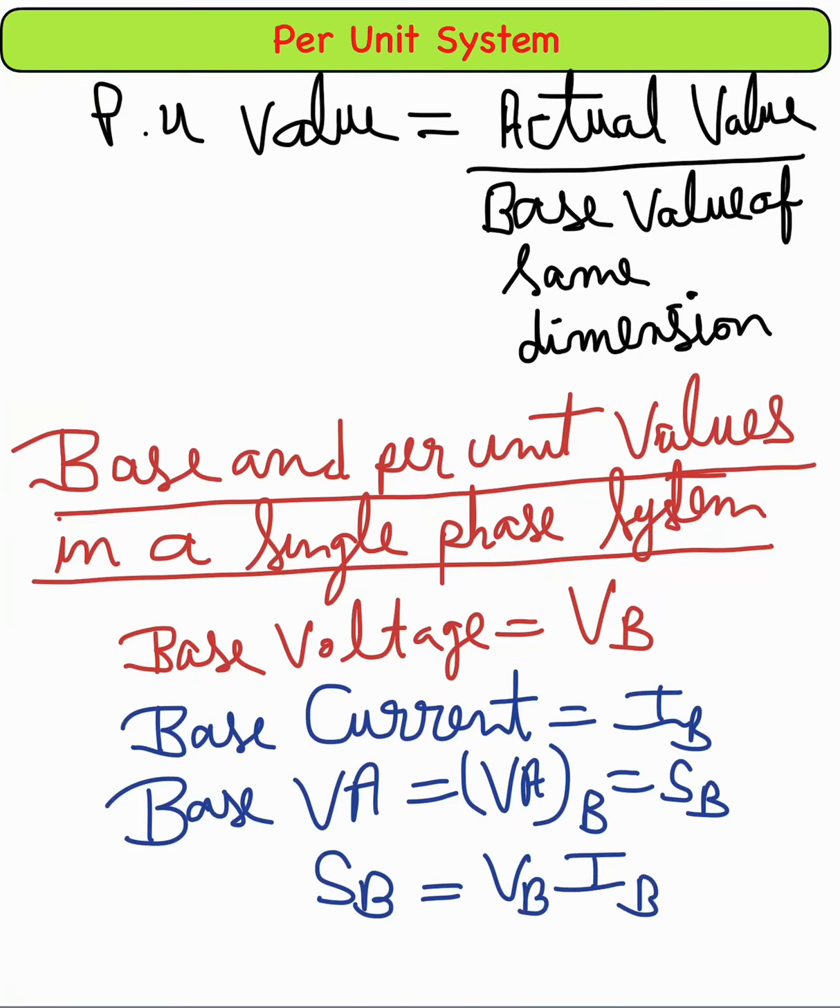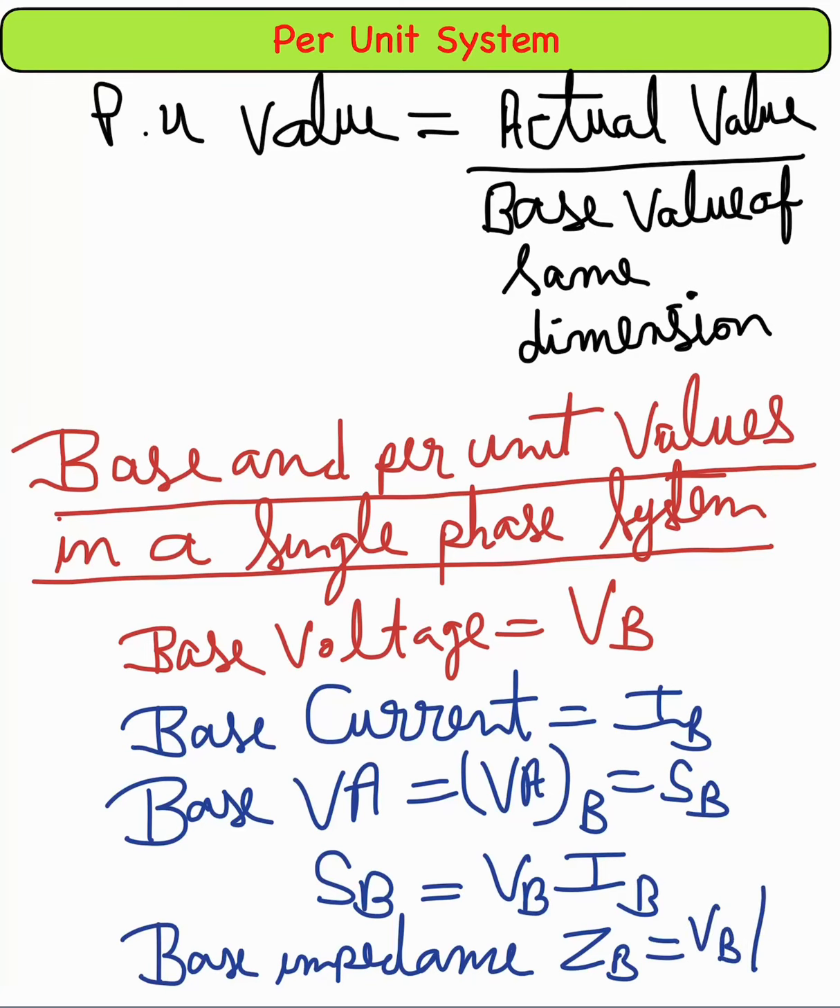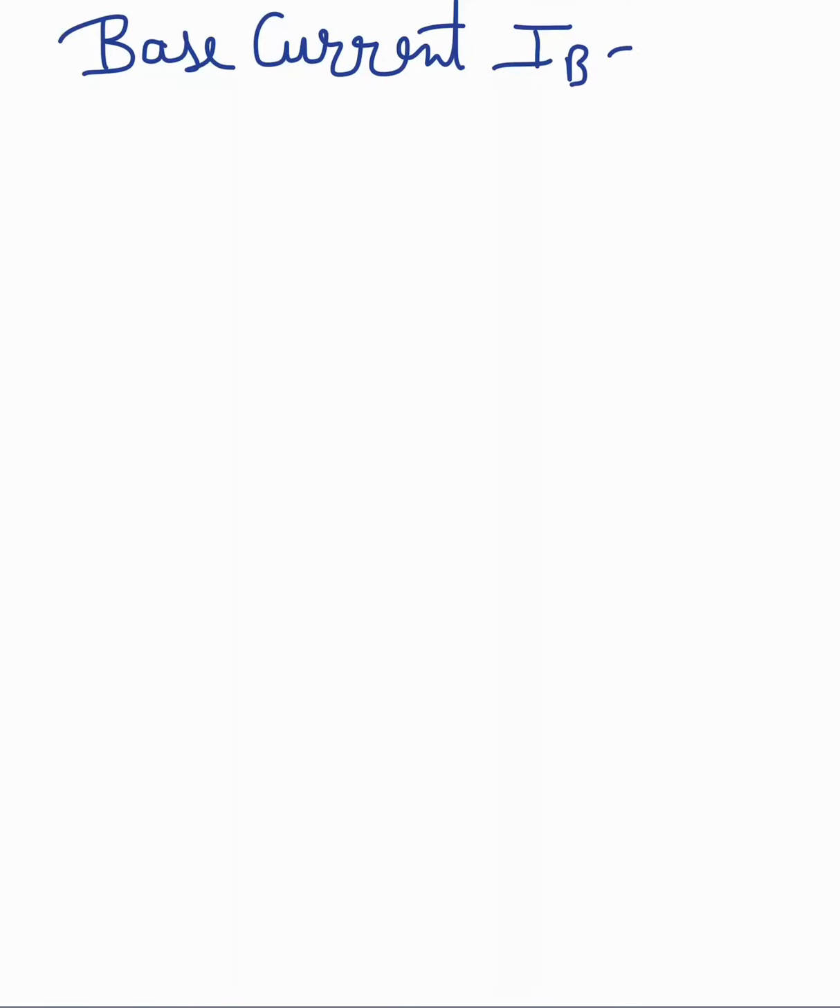Similarly, base impedance, that is ZB is equal to VB upon IB. Next, base current IB is equal to SB upon VB. Now base impedance.